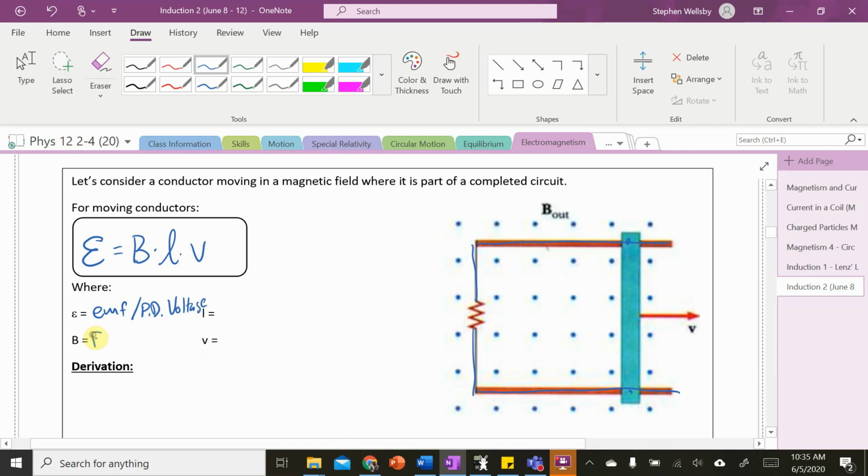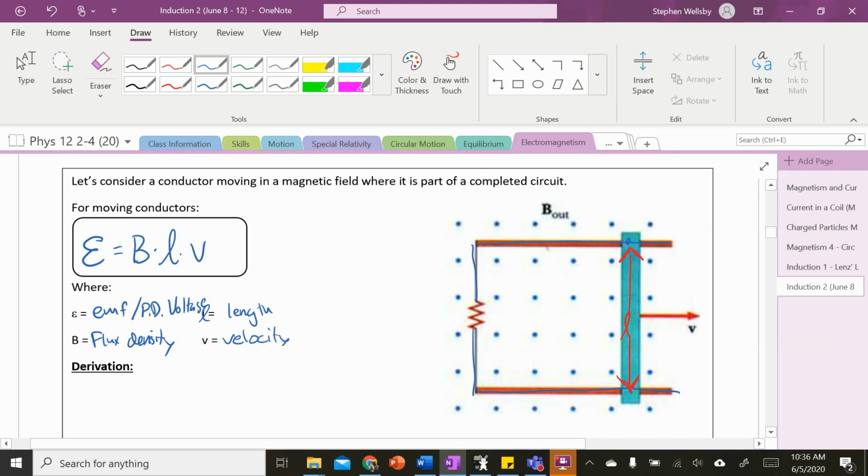This is going to be our flux density, how strong the magnetic field is. L should be a script L. This is the length. And on here, let me just indicate what the length is. So this right here, this is our length of the bar. And then V is going to be the velocity.